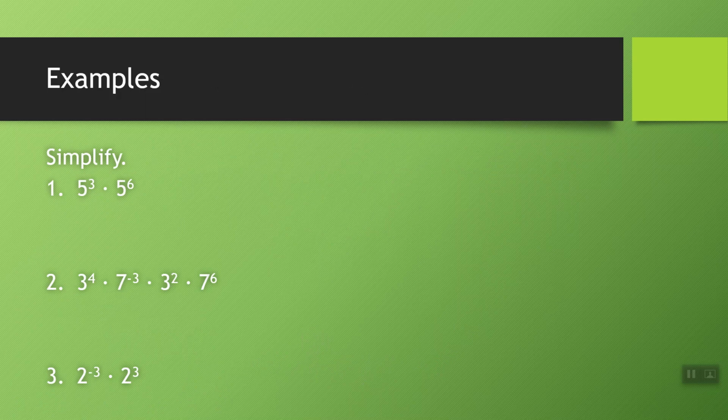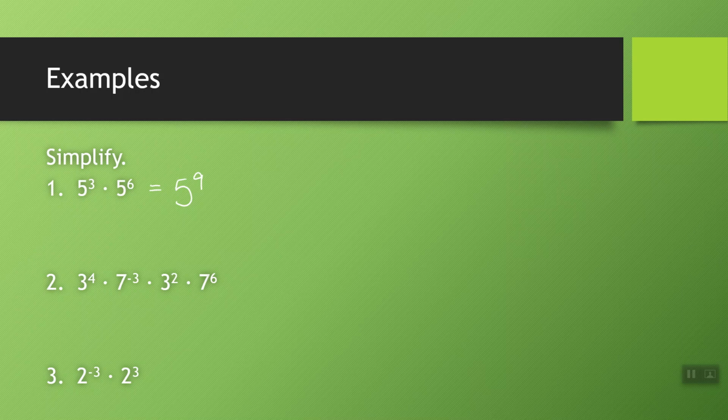So let's do some practicing, some simplifying. 5 to the 3rd times 5 to the 6th, that would be 5 to the 9th. And for the purposes of practicing this property, we're going to go ahead and leave it as 5 to the 9th. We're not going to evaluate and write what 5 to the 9th is in a number.